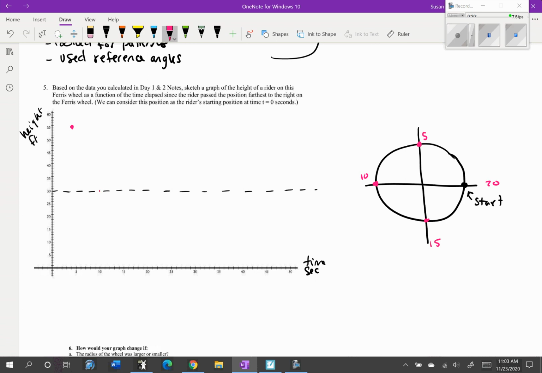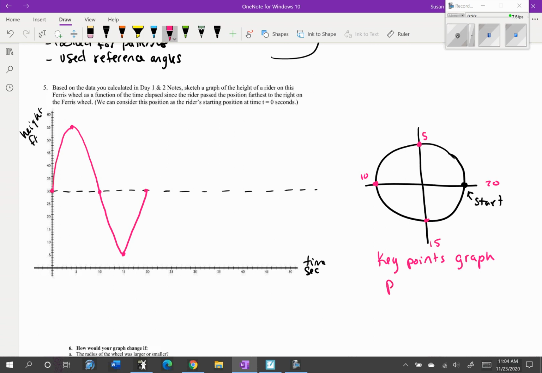So at 10 seconds, we're at 30. So we started here at 30. And then at 15 seconds, we're 5 feet on the ground because that's the lowest. And at 20 seconds, we're back to the start. So this is what one time around our Ferris wheel looks like. To get these points, these are what we call the key points on the graph.